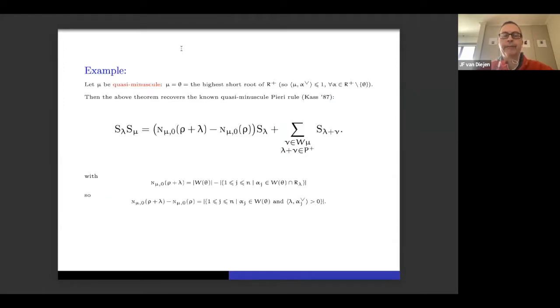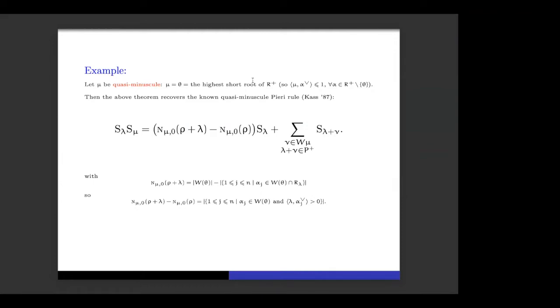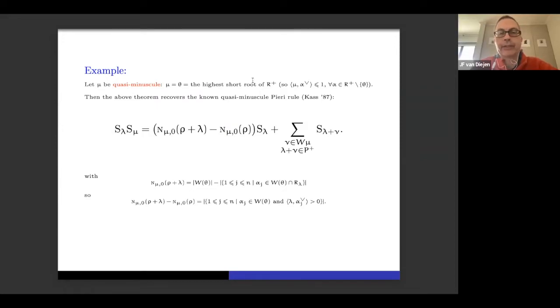The first case beyond the minuscule fundamental weight is the quasi-minuscule weight. And that means that mu is the highest short root of the root system. The corresponding representation is usually called the little adjoint representation. If the algebra is simply laced, then it's just the adjoint representation. But if it's not simply laced, it's a representation corresponding to the highest short root. Well, so if this weight is quasi-minuscule, then the above formula simplifies in the following way.